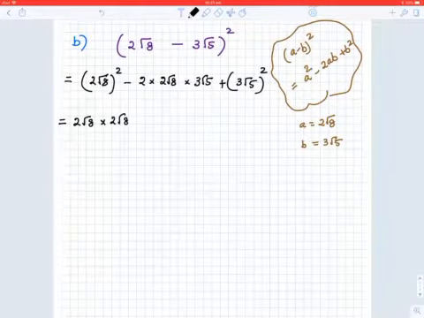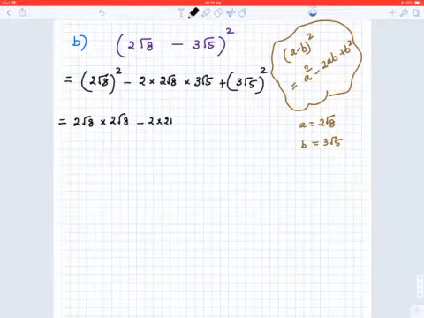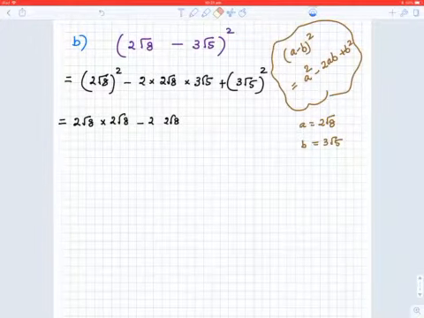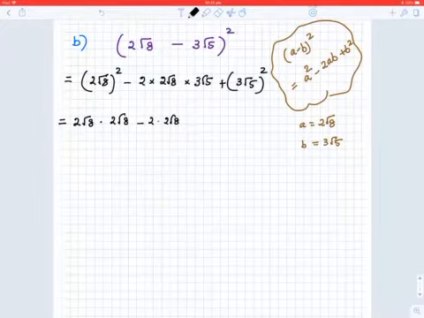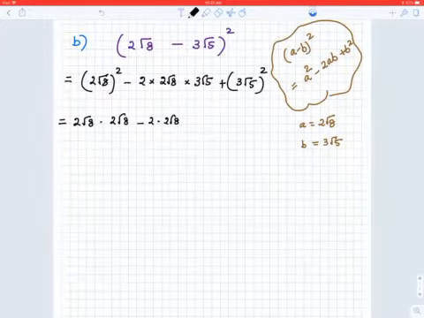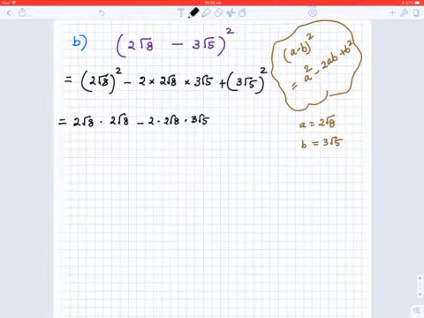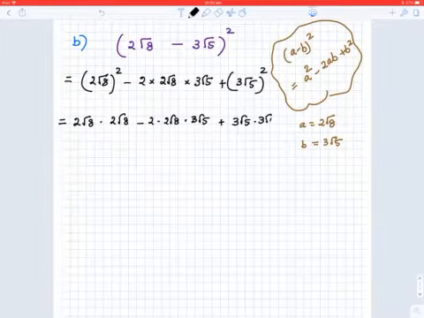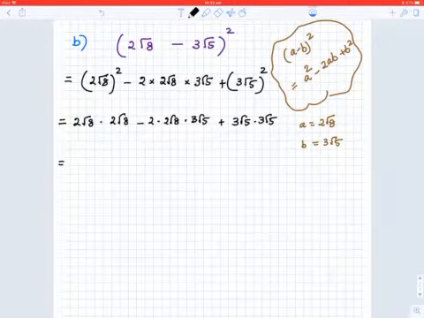So this becomes 2√8 times 2√8, minus 2 times 2√8. I'm going to put times as a dot, which makes our life a bit easier. So this dot is not 2.2, this is times. Then dot, this means times 3√5, then plus 3√5 dot 3√5.